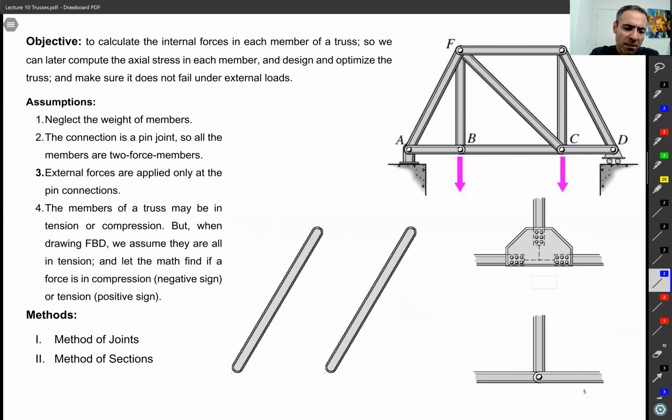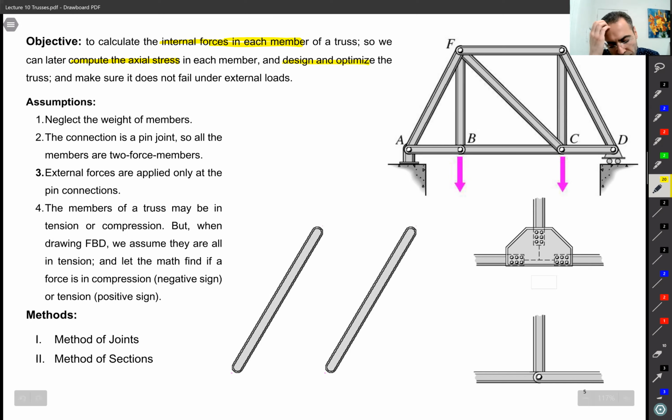Ooh, that's a busy slide, but let's see what we want to say in this slide. So again, our objective is finding the internal force in each member of a truss. Why do we want to do that? Well, to compute the axial stress. Why do we want to compute the axial stress? Because we want to design and optimize.